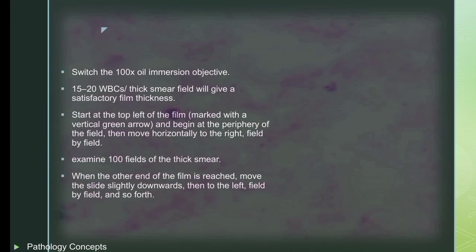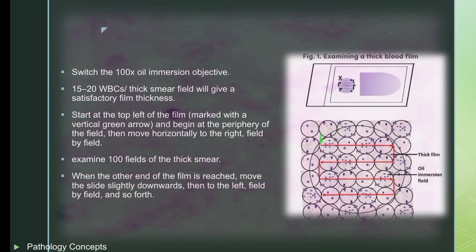Switch the 100x immersion objective over the selected portion of thick smear. 15 to 20 WBCs per thick smear field will give a satisfactory smear thickness. A smear with fewer WBCs per field will require more extensive examination. Examine the slide in a systematic manner.